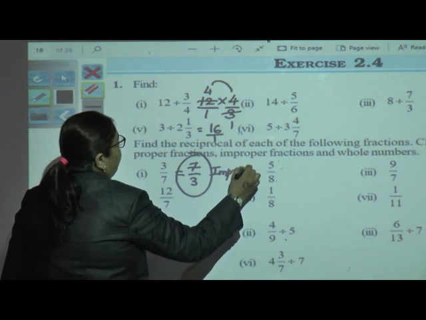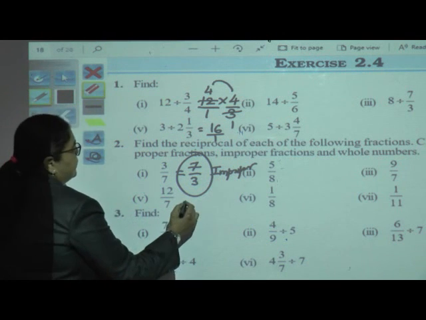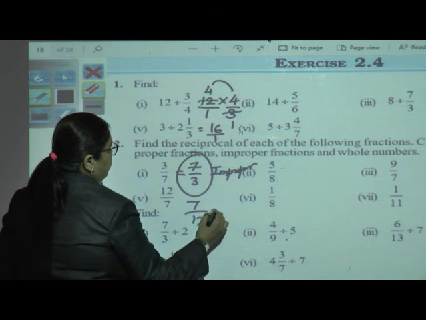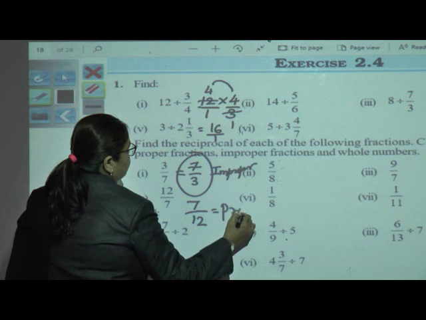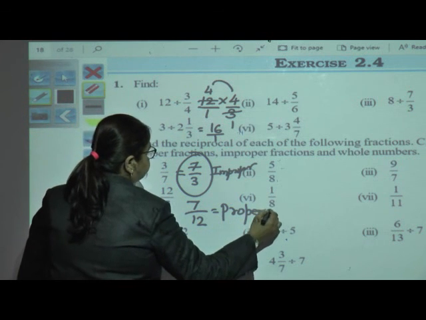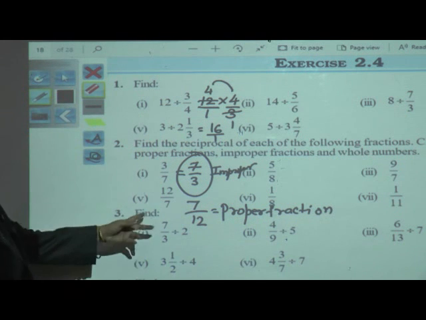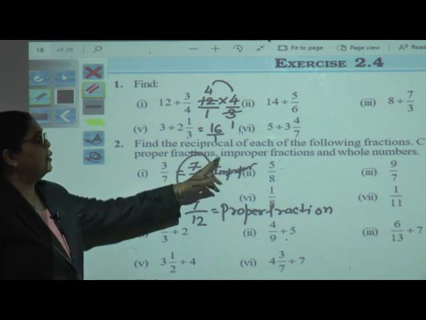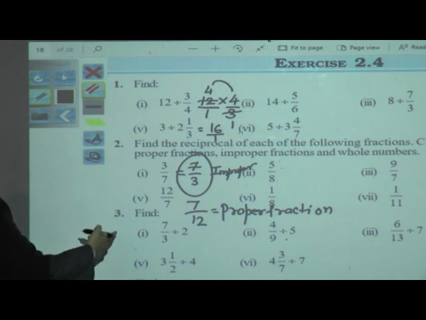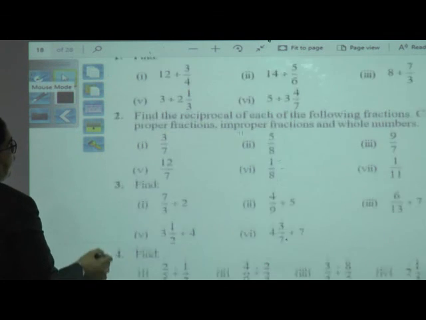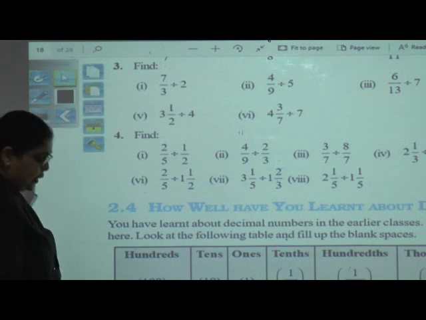So we have to first write the reciprocal and the type of the fraction. Here, what will be the reciprocal of this? It is 7 upon 12. Now is it proper or improper? Yes, it is a proper fraction. So you have to write the words proper fraction. Just find the reciprocal first and write whatever type is asked in the question: improper fraction, proper fraction or whole number. So first we find the reciprocal and then write the type of fraction. Now we will have one more example here.